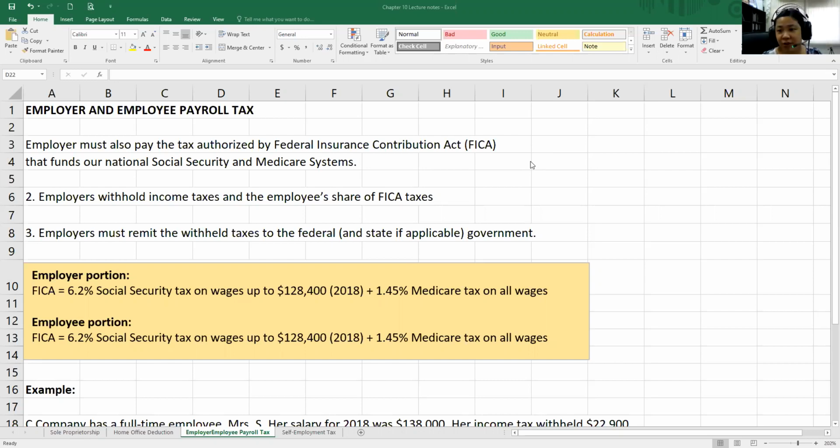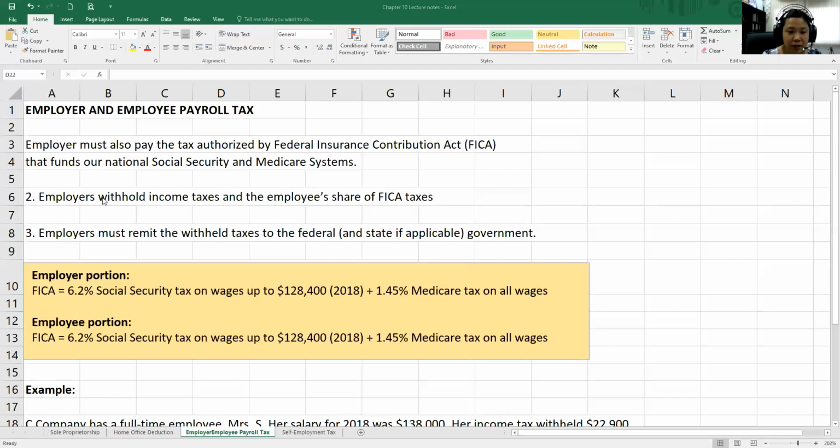Do you remember in chapter 1 we learned about the Social Security system? It's the system to provide monthly benefits to old people or people with disability, and the Medicare system is to provide hospital insurance for people who are elderly or disabled. So the employer and employee payroll tax is to provide the benefits for old people or people with disability, because of the Social Security and Medicare system.